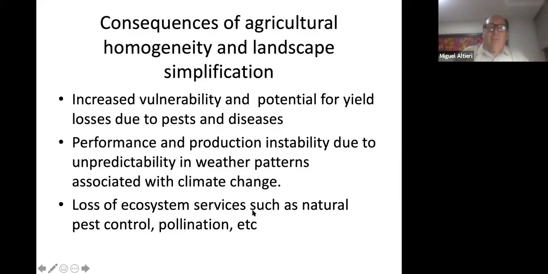Now, what are the consequences of homogenizing the landscapes then? The first is increased vulnerability to pests and diseases. This has been well demonstrated. Also instability in yield and in productivity due to weather change patterns due to climate change. And also obviously loss of ecosystem services such as biological control, pollination, and other processes that are important.